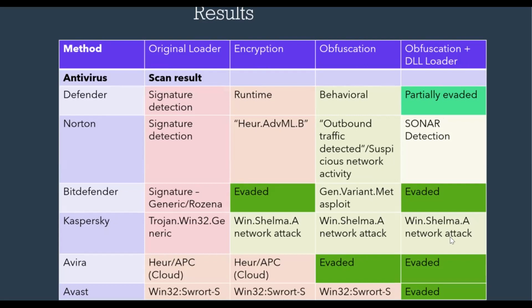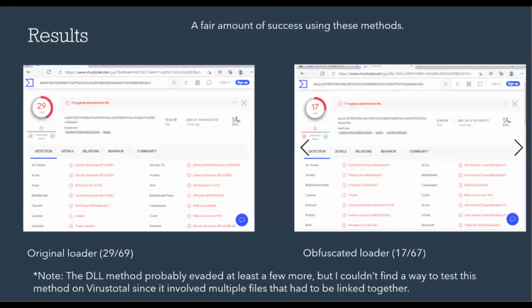And then Norton and Kaspersky are using more advanced methods, one of them being detecting suspicious network activity, and SONAR detection is a more advanced behavioral detection. And these were the results in VirusTotal. When you're on a red team, it's probably best not to upload results to VirusTotal, because when you upload to VirusTotal, they're shared with the security community and with different antivirus vendors. But for my project, it was okay because the idea was to share this information with the security community.